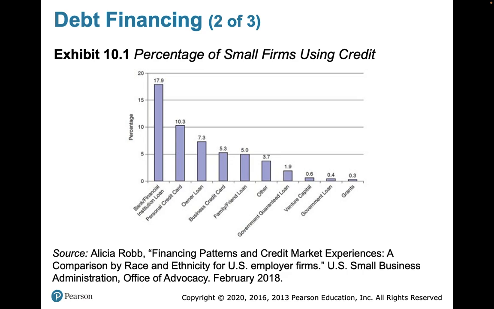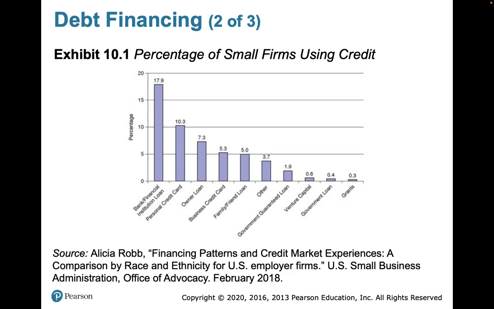Okay, we have the bank financial institution loan. A lot of people borrow money from them. You can see that it is up to like 70.9% compared to others. Then a few of them get grants, which is 0.3%.